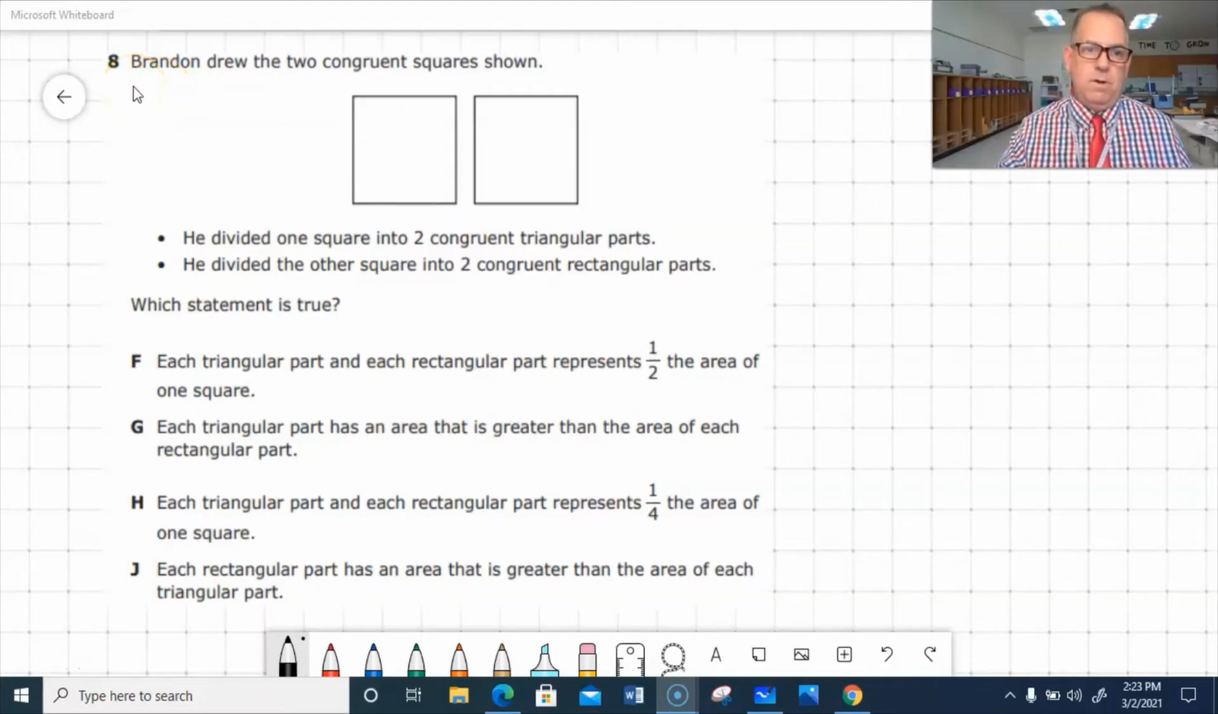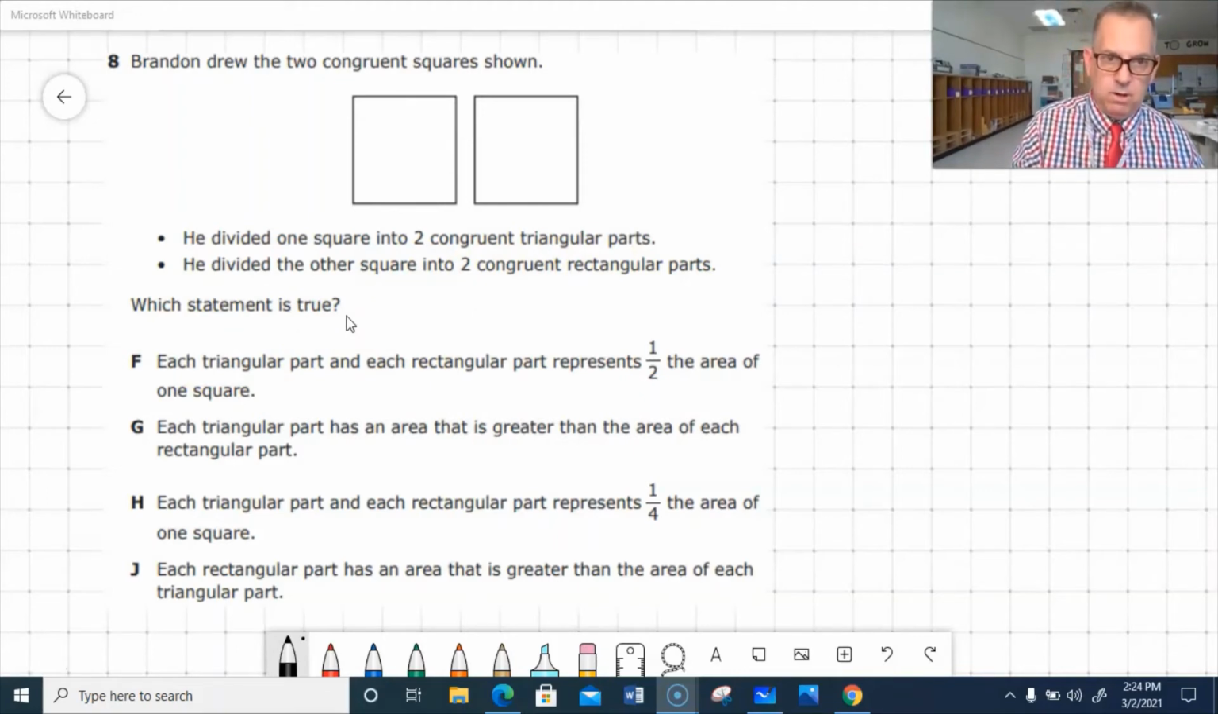Okay, question number 8. Follow along as I read. It says Brandon drew the two congruent squares shown. So these two squares are congruent, the same size, same shape. He divided one square into two congruent triangular parts. He divided the other square into two congruent rectangular parts. Which statement is true? So let me go ahead and do that first.